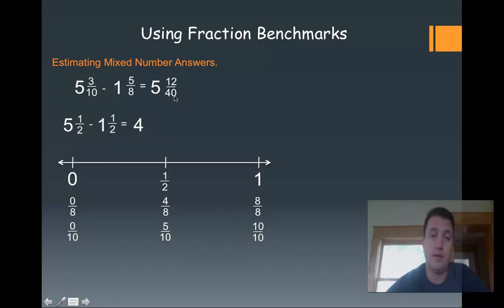So I decided to make a common denominator of 40 because both 8 and 10 are factors of 40. So I got 5 and 12/40 minus 1 and 25/40. Whoops, we've got a problem here. 12 can't take away 25. I'm going to end up having to borrow.